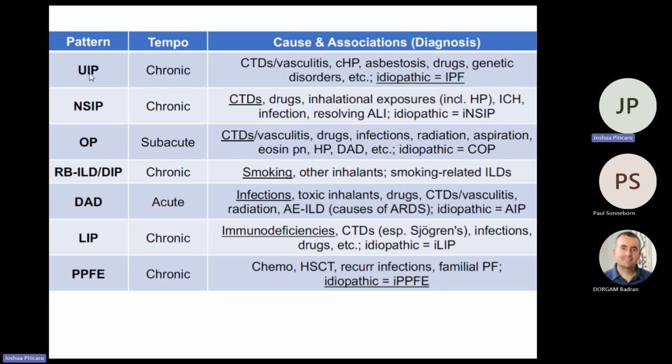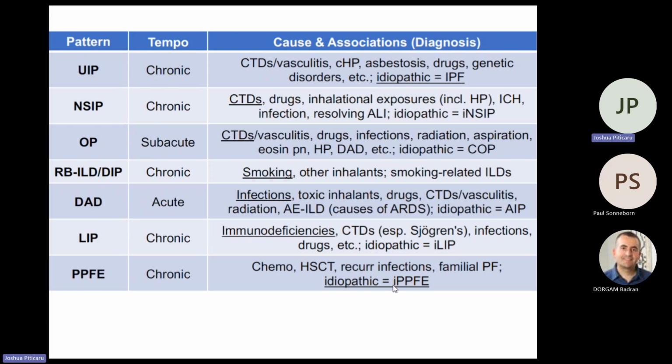It stands for usual interstitial pneumonitis. NSIP is non-specific interstitial pneumonitis. OP is organizing pneumonia. RBILD is respiratory bronchiolitis, and DIP is desquamative. So you don't need these per se, but these can also undergo acute exacerbation. So you need to know how to deal with that acute exacerbation.